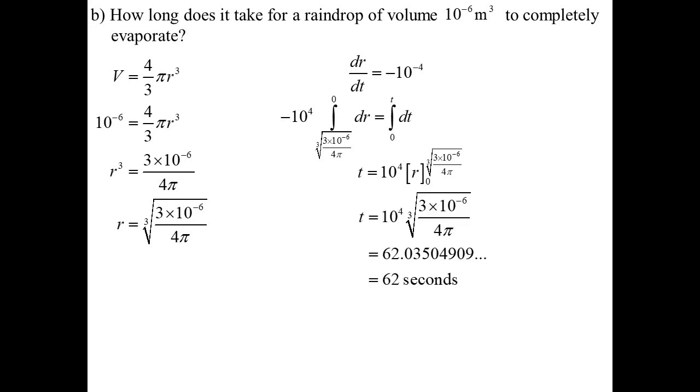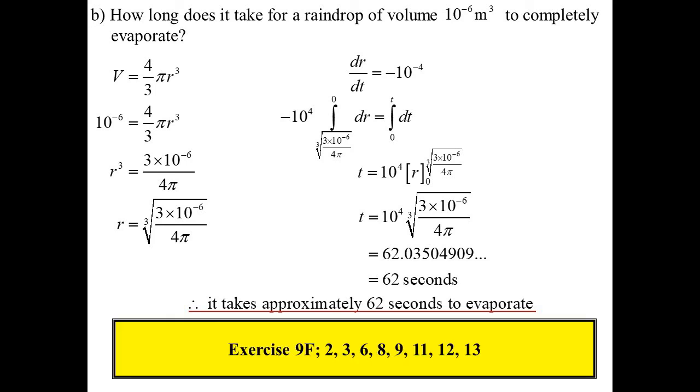So subbing in, we'll get 10 to the power of 4 times that cube root. Well, let's bung that into a calculator. And that comes out to be about 62 seconds. So it takes about 62 seconds to evaporate. Okay, so 9F will finish off our look at rates of change.